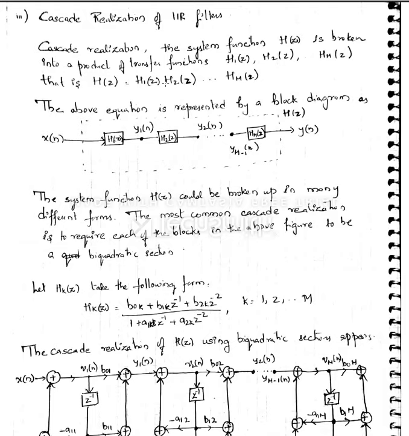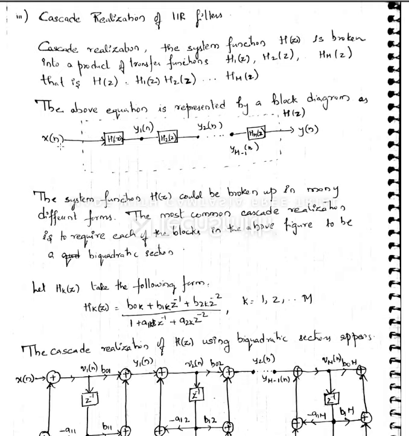Why I am stressing on this term product here is because in the parallel realization it is the sum of the individual transfer functions. Am I clear? So here it is product. In parallel realization that we would see, it will be the sum. So this is almost similar to what you have seen in the direct form too.